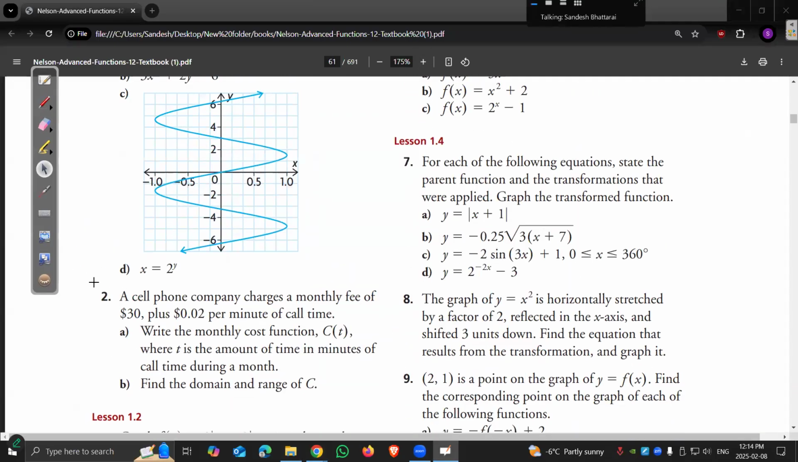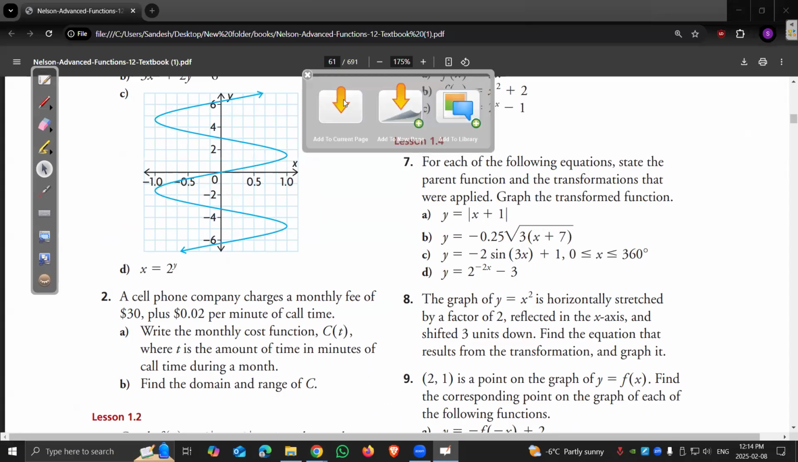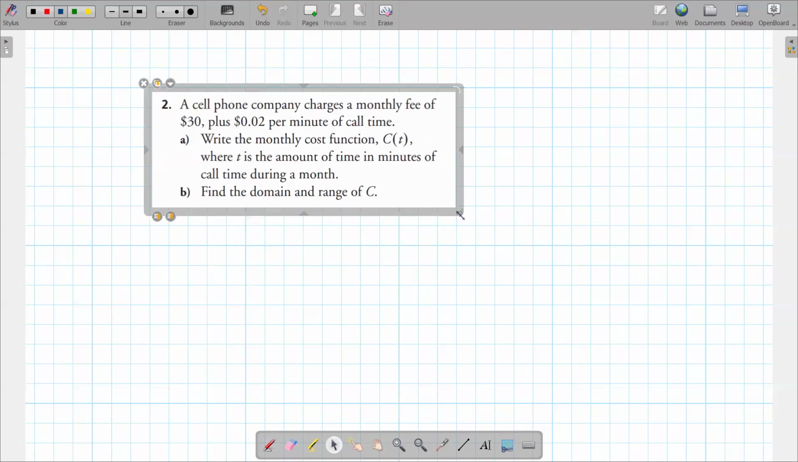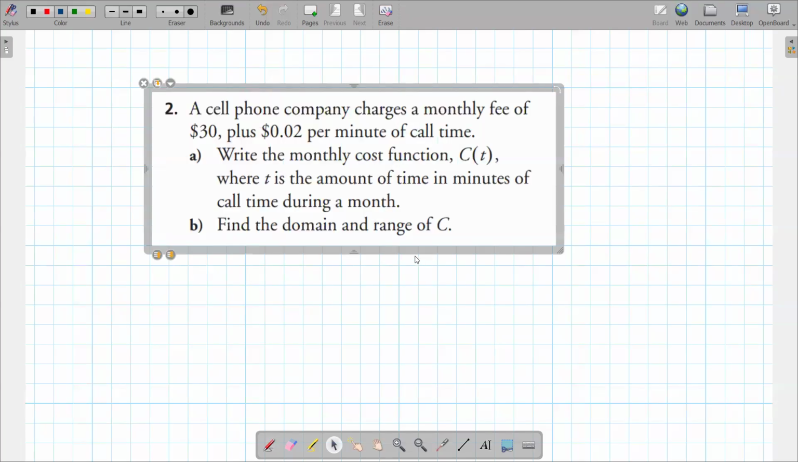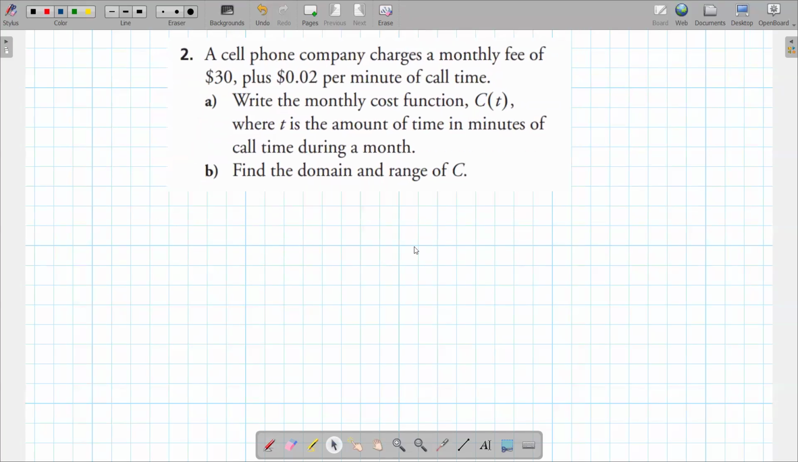Let's look at this next question. A cell phone company charges a monthly fee of $30 plus $0.02 per minute of call time. Write the monthly cost function, C(t), in terms of t, where t is the minutes. So we want C(t) equals something, where C(t) is your monthly bill.